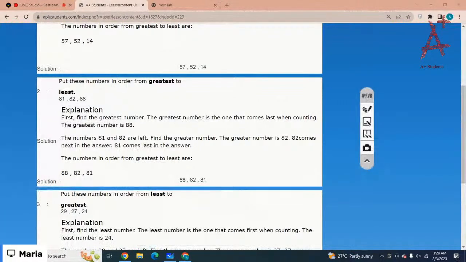Write the 88 where you are arranging the numbers, right? So remove it from here. You are left with just two numbers now. Just look at the greater number now. The greater number is 82, write 82 over here, and you are left with 81. So the arranged numbers are 88, 82, and 81, right? Okay, let's just start with the practice questions.